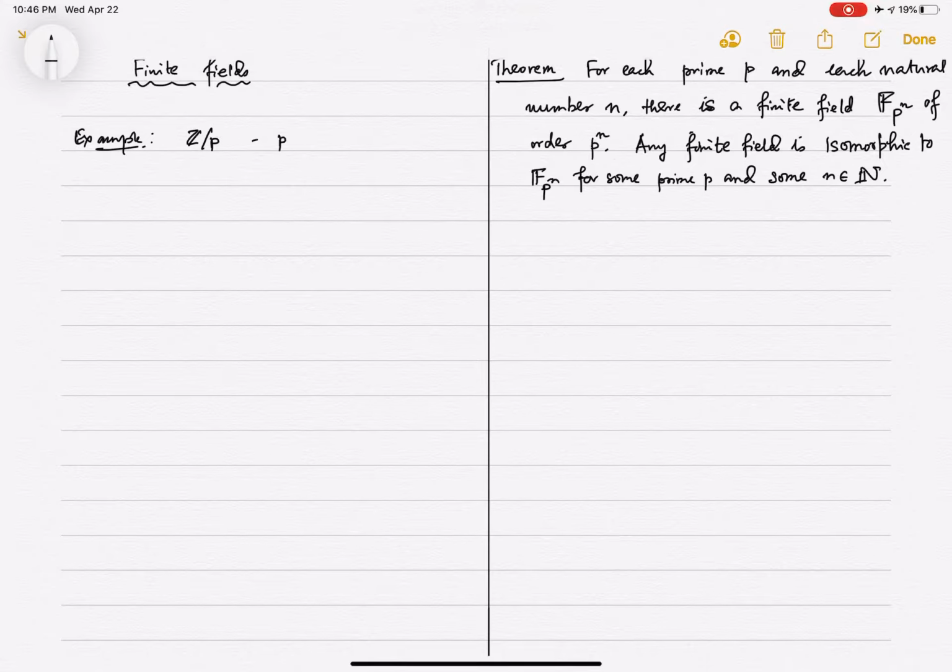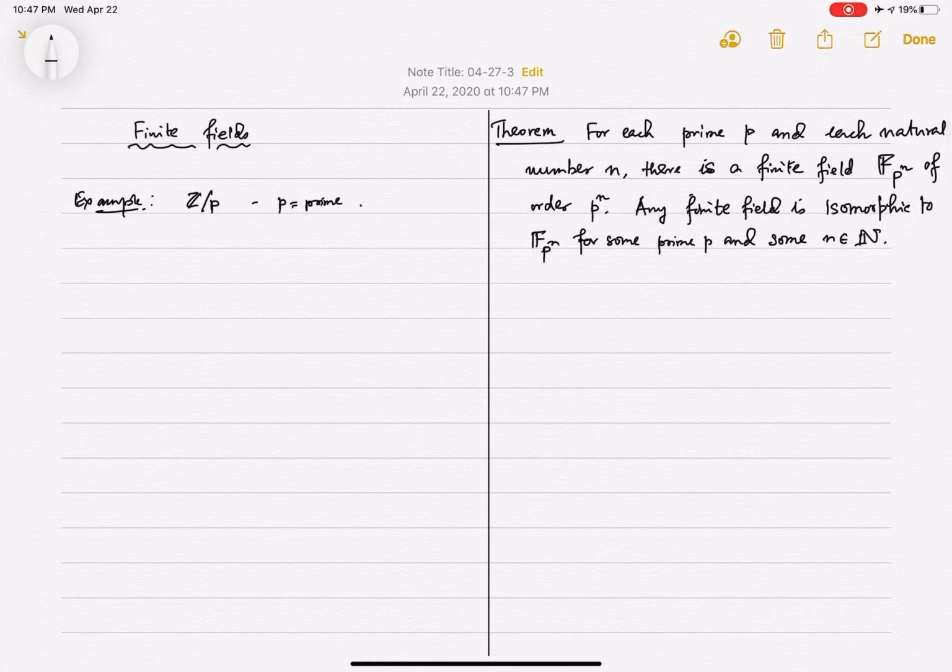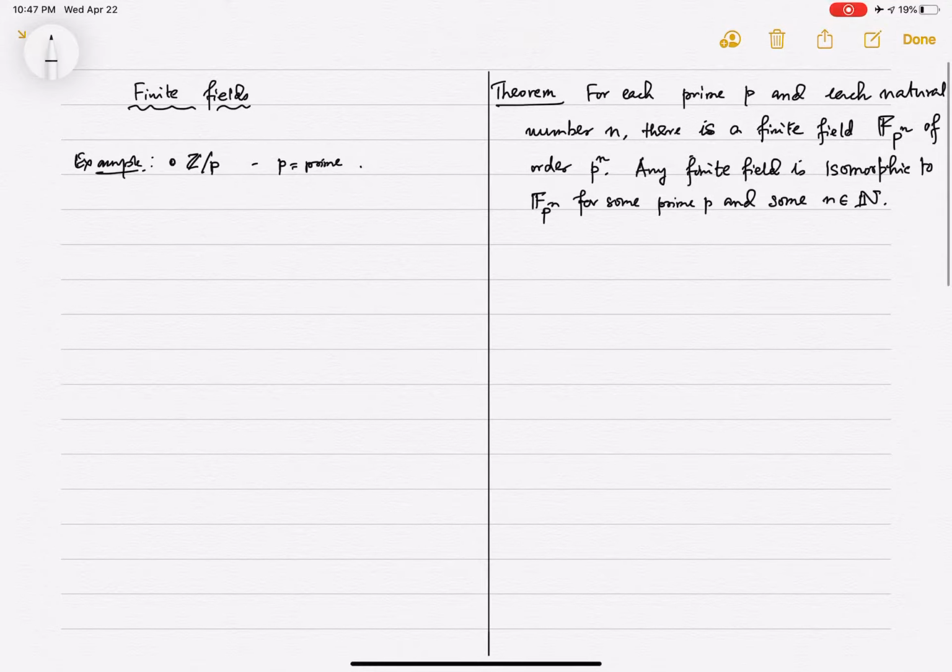So where P is a prime. These are easiest to describe. But now that we know this theory of extension fields, we can construct other things as well. So for example, take an irreducible polynomial Q(x), P(x) in Z mod P adjoin X of degree n.